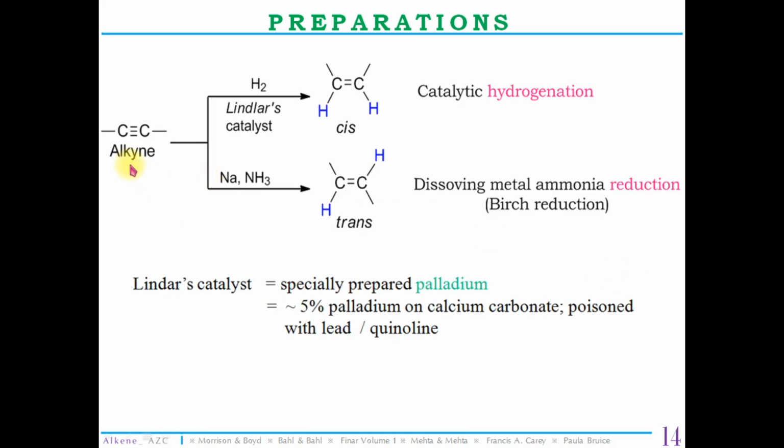Here is the example where alkynes are converted into alkenes by hydrogenation and reduction reactions. In the first reaction, alkynes are reacted with Lindlar's catalyst in the presence of hydrogen gas to give cis-alkene. It is an example of catalytic hydrogenation. In the second reaction, alkynes are reacted with sodium in ammonia, which is dissolving metal ammonia reduction, a named reaction called Birch reduction, where we get trans-alkene.